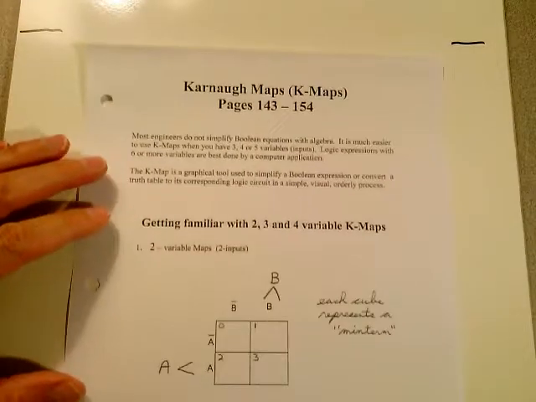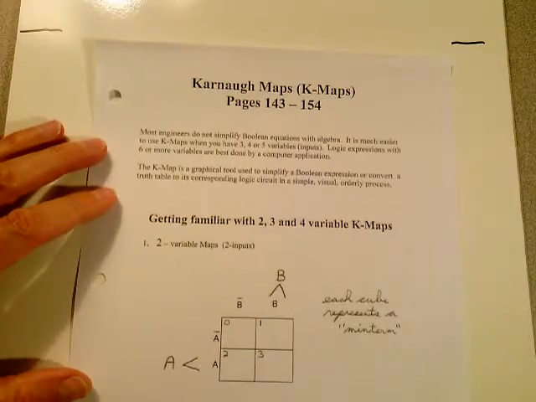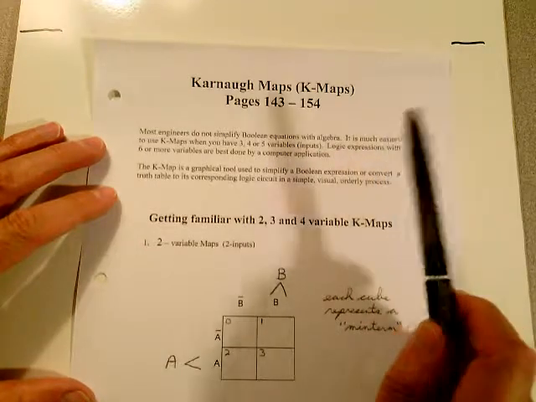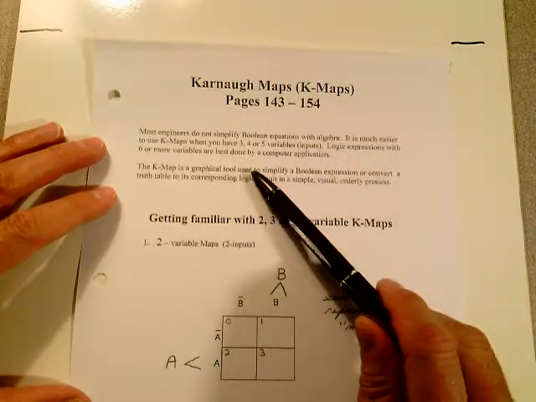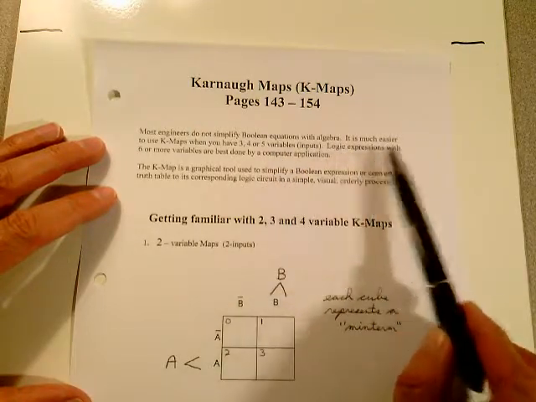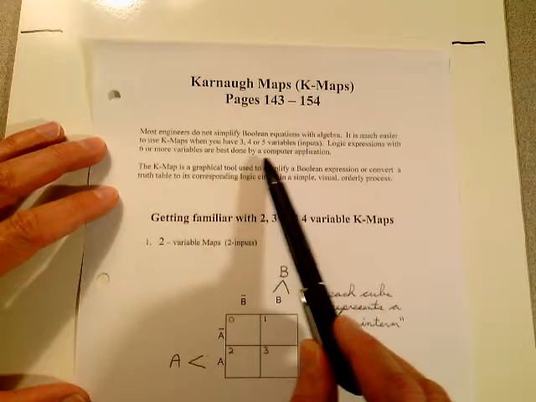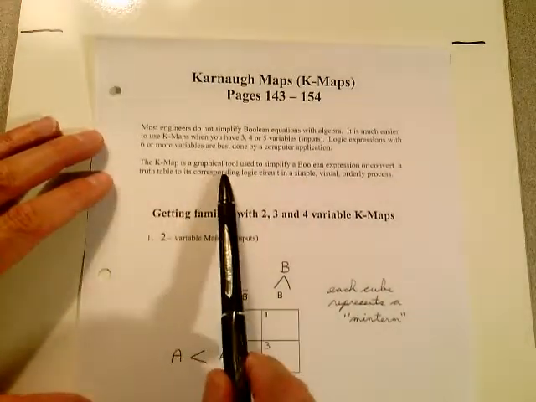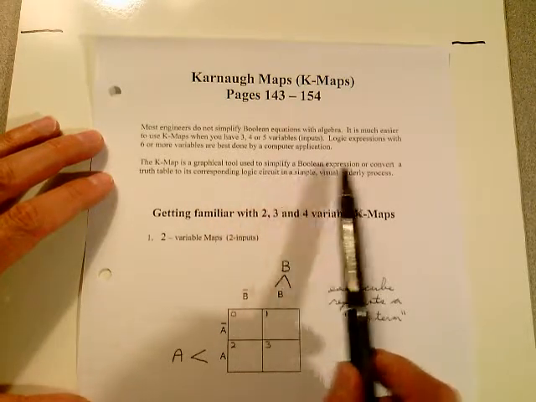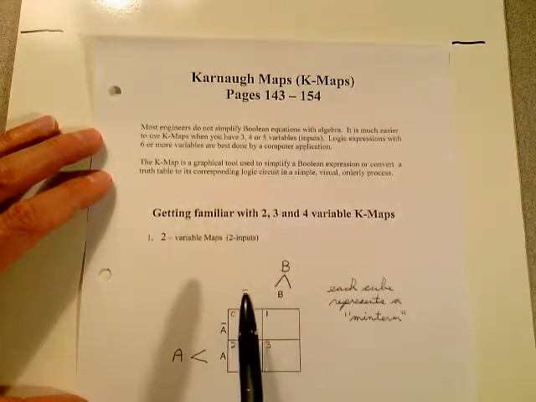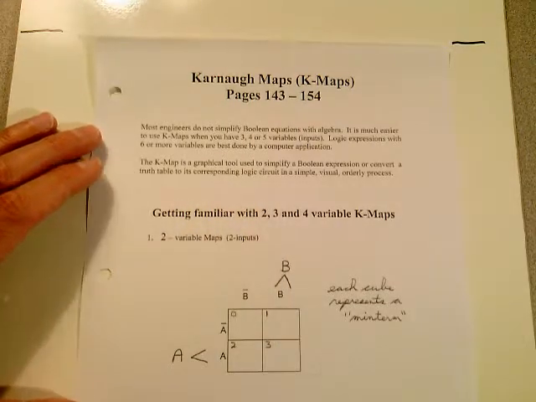K-Maps, Karnaugh Maps. Let's talk about the K-Maps and how you use them. Most engineers do not simplify Boolean expressions with algebra. It's much easier to use K-Maps when you have 3, 4, or 5 variables or inputs. Logical expressions with 6 or more variables are best done by a computer application. The K-Map is a graphical tool used to simplify a Boolean expression or convert a truth table to its corresponding logic circuit in a simple visual orderly process.